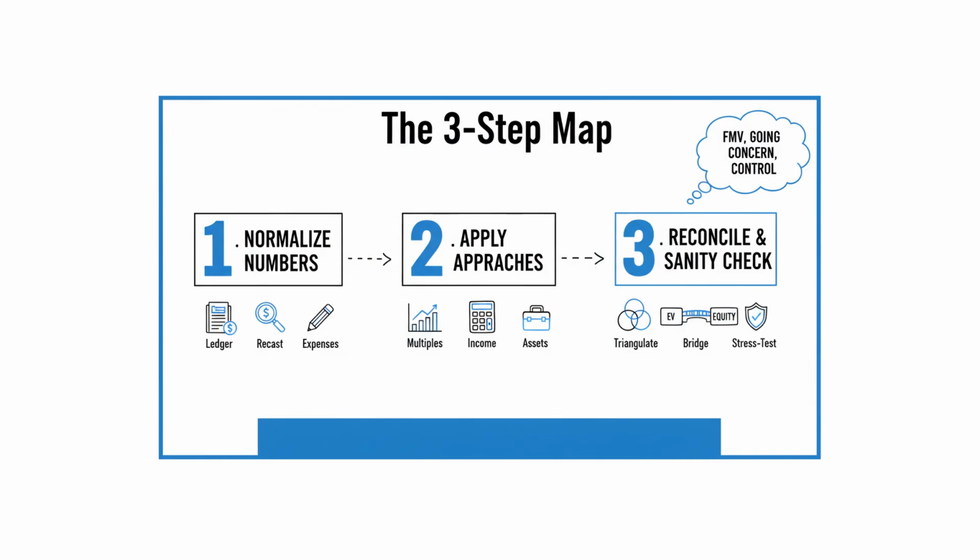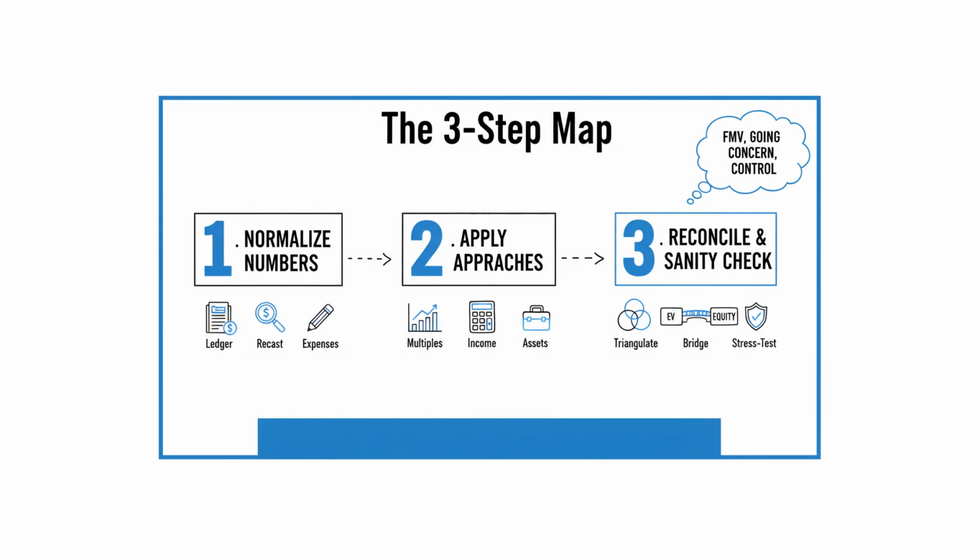Step 2. Apply valuation approaches. Use market multiples for speed, cross-check with an income approach, capitalization, or DCF, and consider an asset approach when appropriate. Step 3. Reconcile and sanity check. Triangulate a range, bridge to equity value for deal structure, and stress test affordability with debt service coverage.